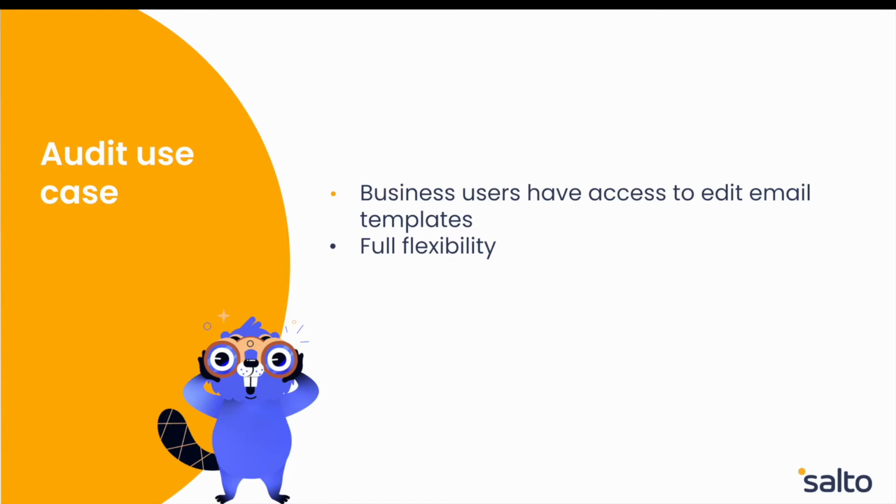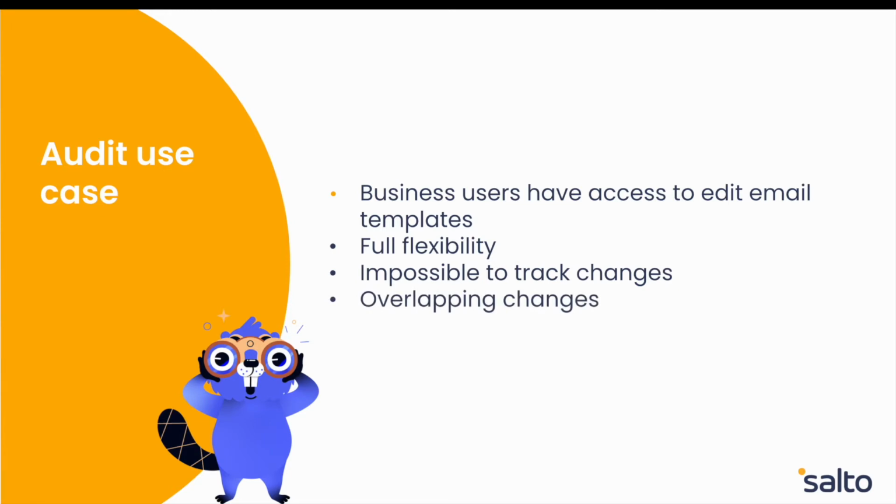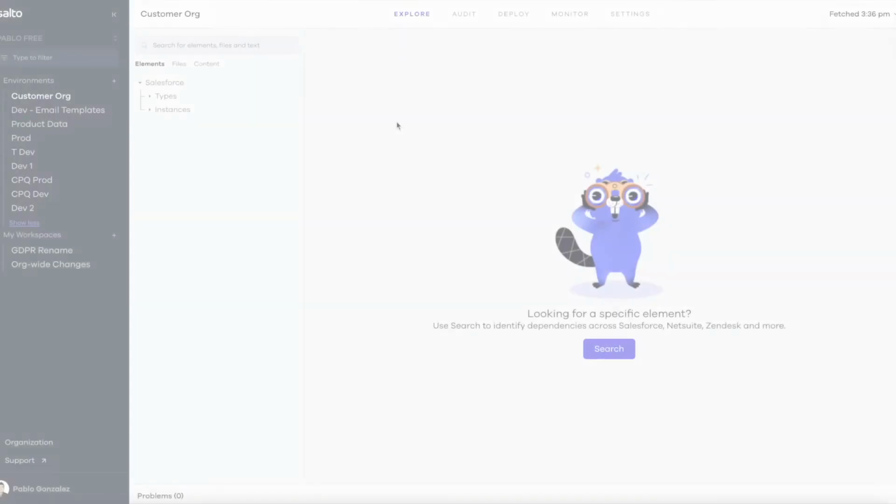However, this flexibility comes at a cost. It has been impossible to track changes. They're also stepping on each other's toes and overriding changes, and it's really hard to tell who has changed what and when. So let's see how Salto's audit can help us here.